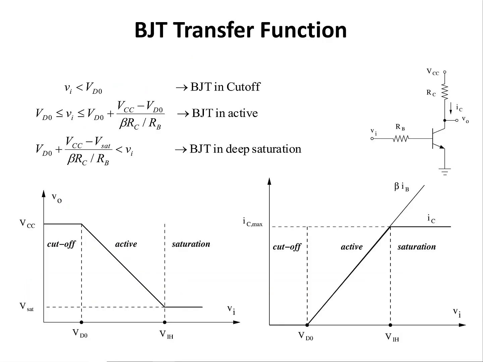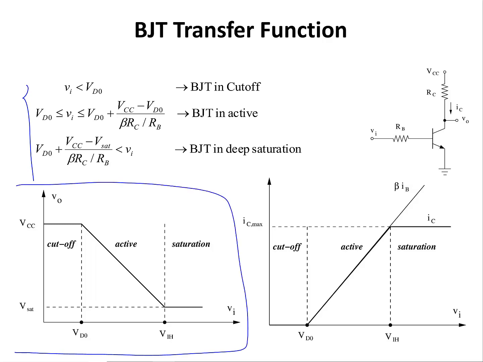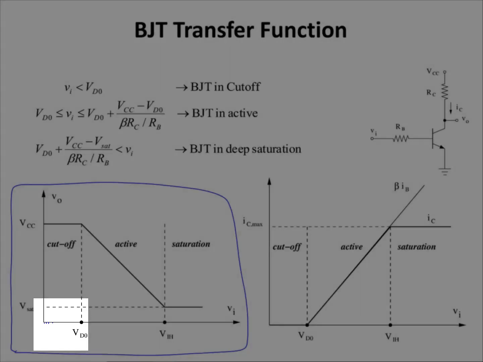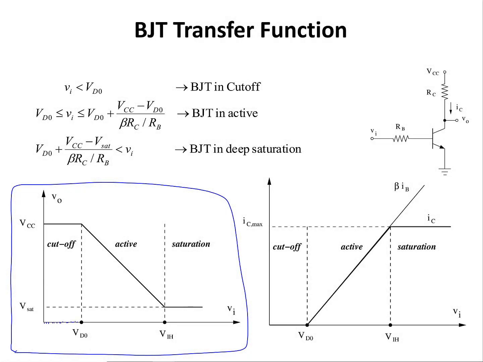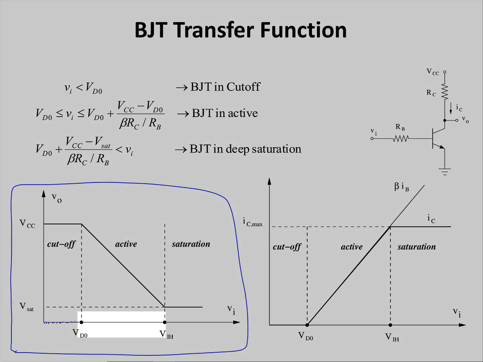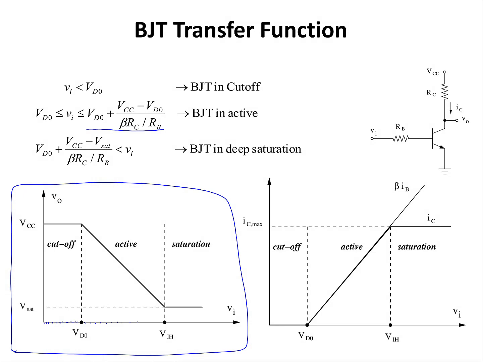We are ready to draw the transfer function using the equations that we calculated. So I'm interested in the graph of V out versus VI, which is this graph. And for VI values less than VD naught, V out is equal to VCC, so the transistor is in cutoff. When VI increases from VD naught up until some voltage level, which is this voltage level, the transistor is going to operate in the active region. And beyond this voltage level, the transistor is going to operate in deep saturation mode, and V out is equal to a minimum value of V saturation.